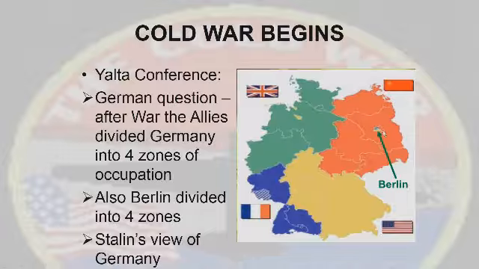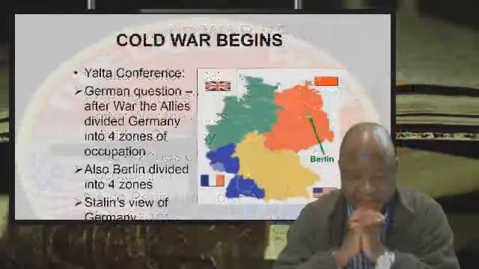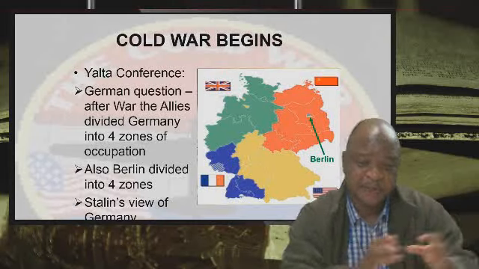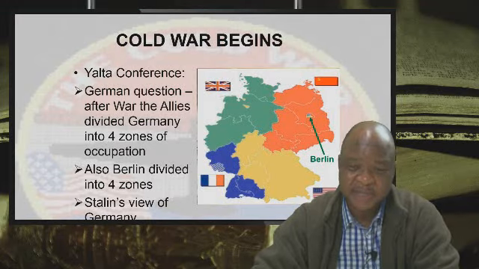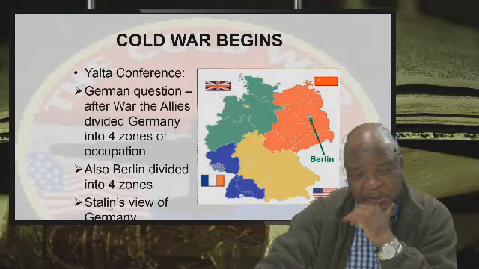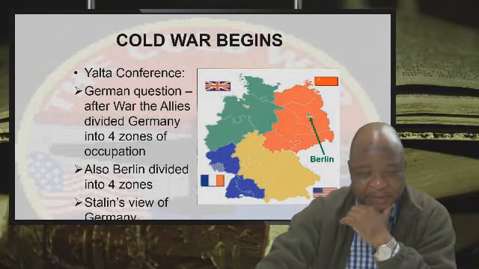And then the agreement was that the city itself should also be divided into 4, sliced into 4 like a cake that will be sliced into 4 and then shared among the 4 as the country was shared. Such that now we are talking about the division of Germany as well as the division of Berlin. And then here we are talking about Stalin's view of Germany.